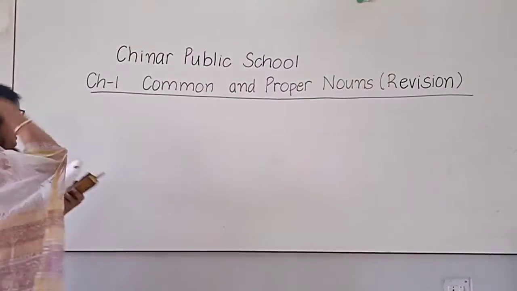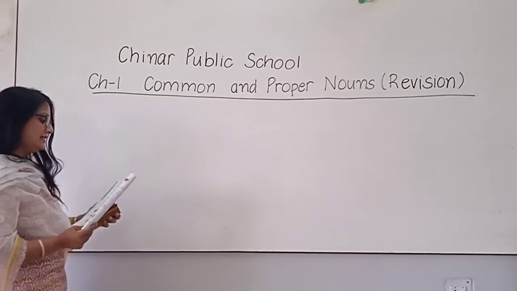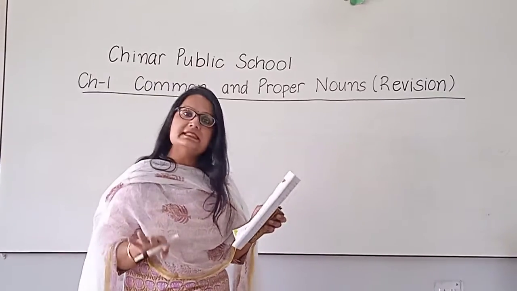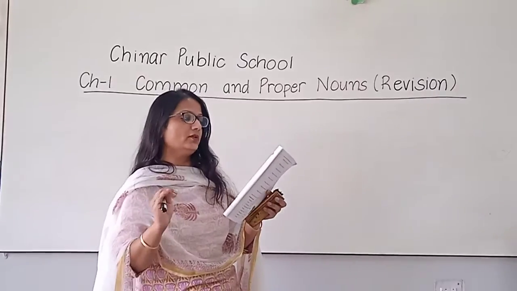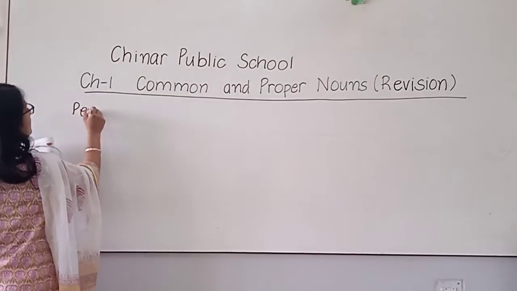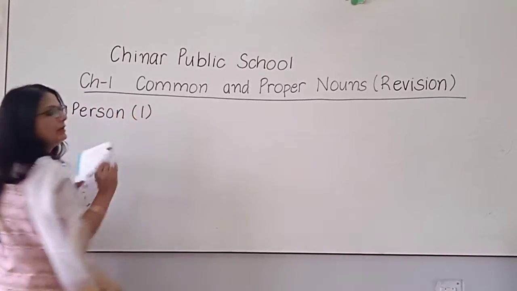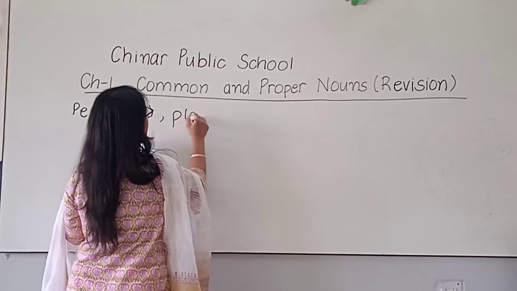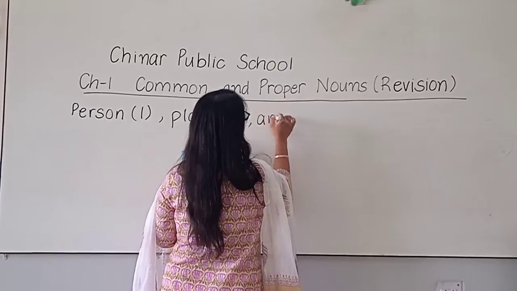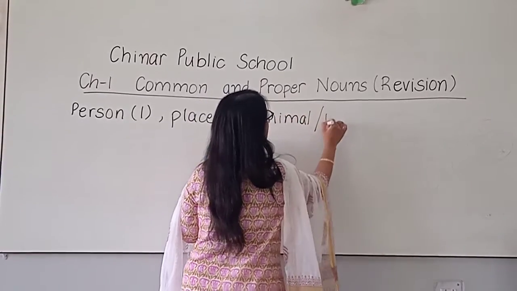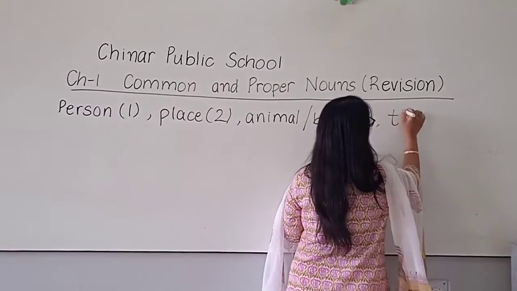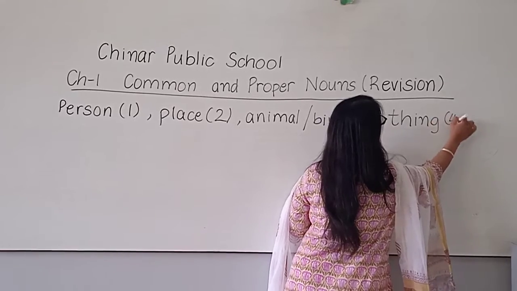Okay, fine. Now, the first exercise that is there: place, animal or bird or thing. And for this, a few numbers are given. If it is the name of a person, we have to write down number 1. If it is the name of a place, we have to write down number 2. If it is the name of an animal or a bird, we have to write down number 3. And if it is a thing, then we have to write down number 4.